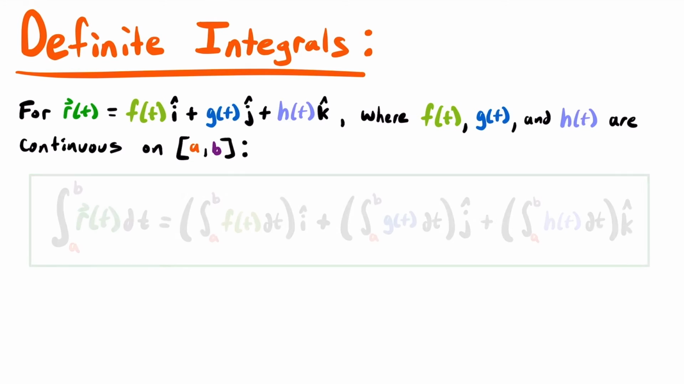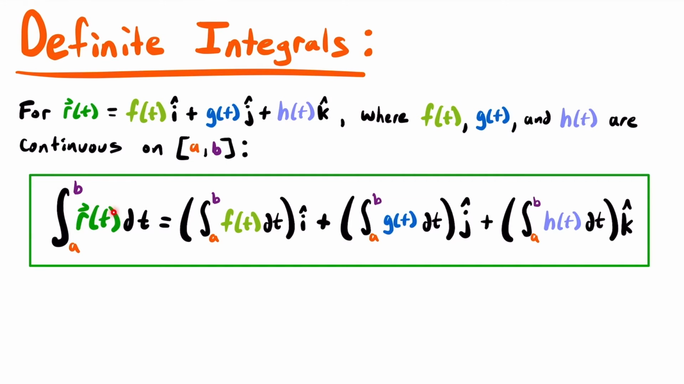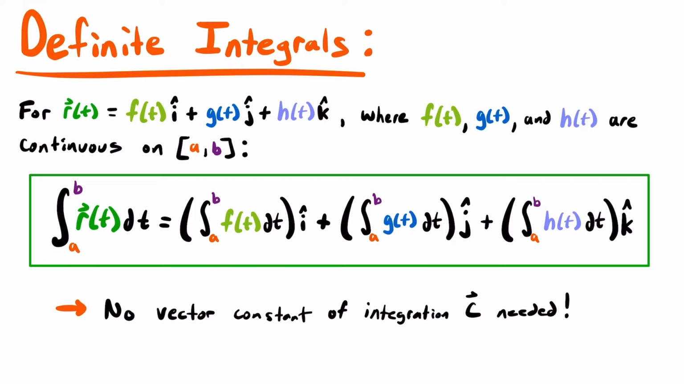But assuming that is true, the definite integral of a vector function r of t dt from a to b is equal to each of those components integrated from a to b. Okay, so you integrate f of t from a to b, you integrate g of t from a to b, and you integrate h of t from a to b. It works exactly how you would expect it to based on how we do indefinite integrals. The only difference here is that we now have bounds of integration. Okay, and because these are definite integrals, unlike with indefinite integrals, there is no vector constant of integration, vector c, needed.